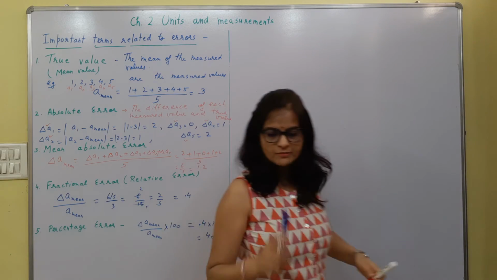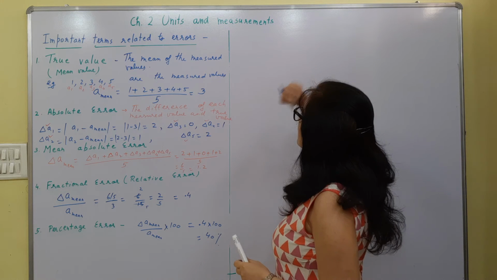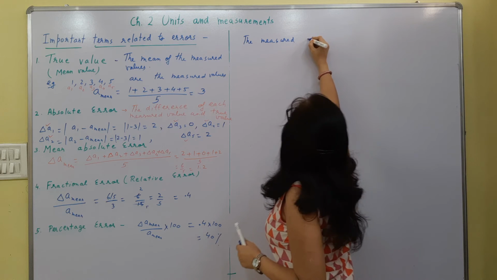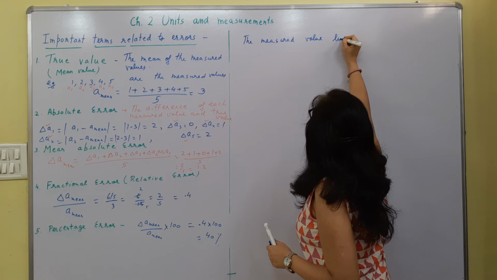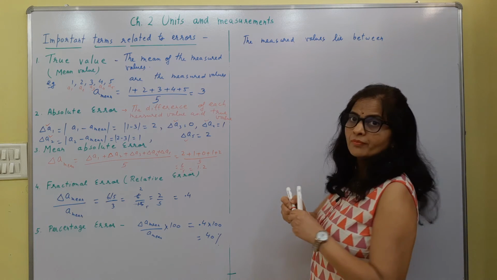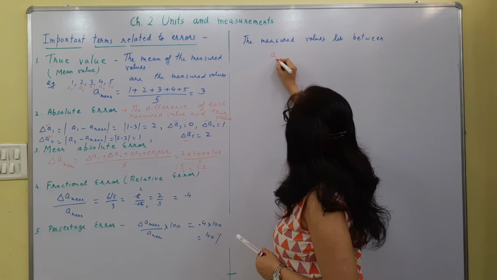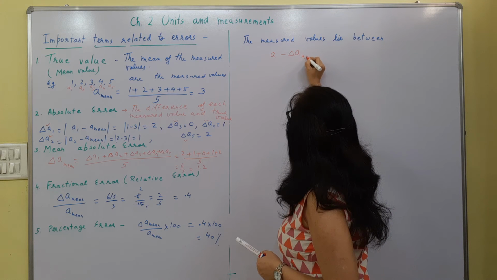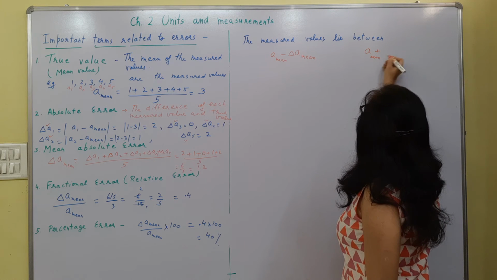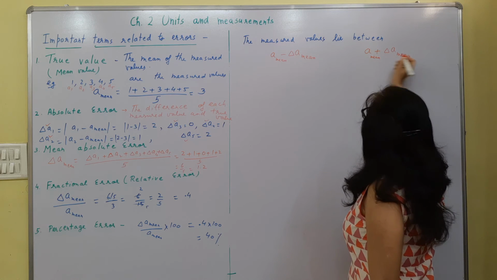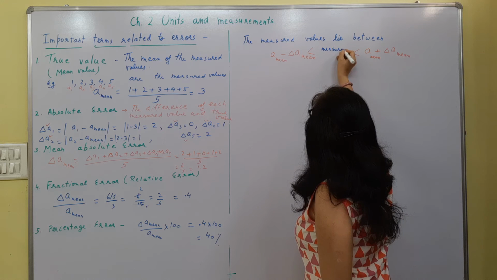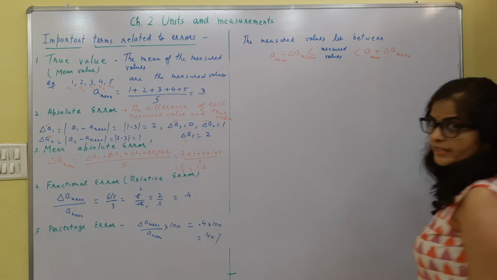Now I would like to explain one more important way of representing errors, and that is that the measured values can be written as, or you can say measured values lie between A mean minus delta A mean and A mean plus delta A mean, so this is the range where the measured values lie.